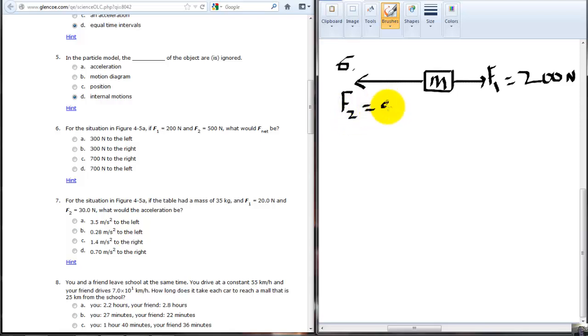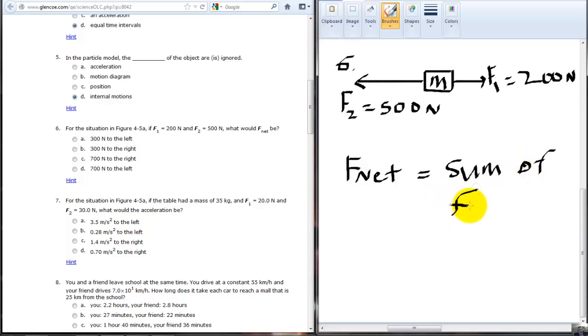F2 equals 500 newtons. And they say, what is F net? So again, F net equals the sum of the forces. Sorry, this is tedious. So the sum of the forces, right?